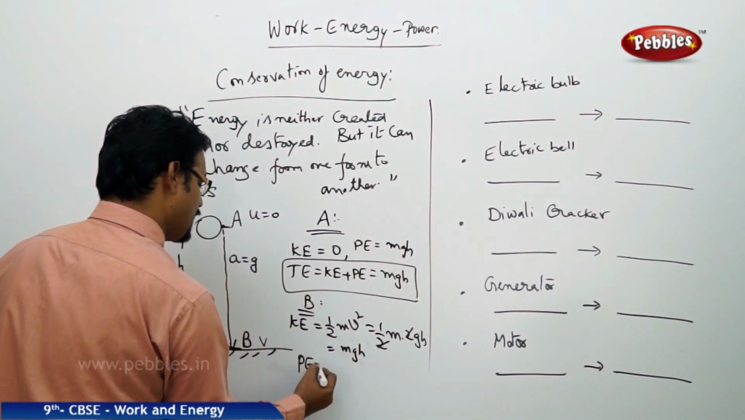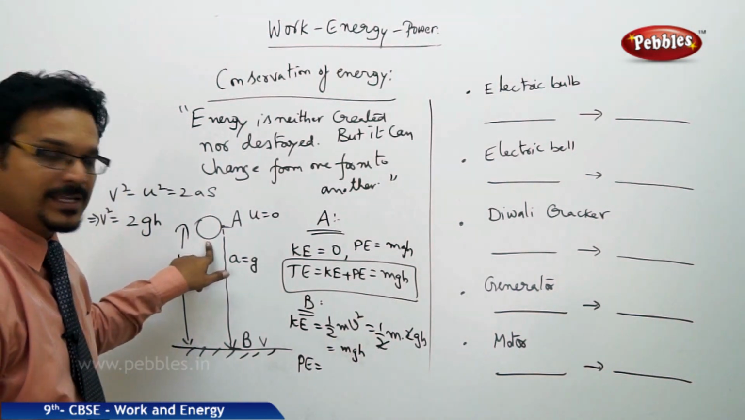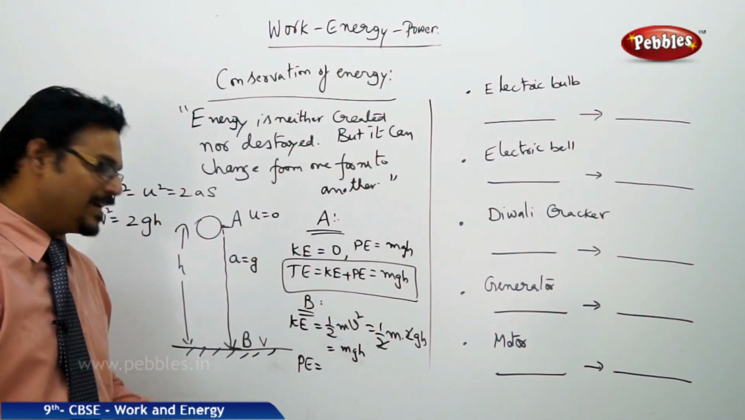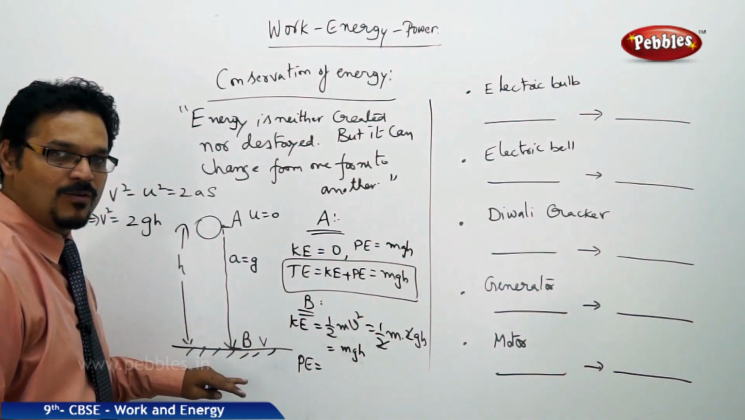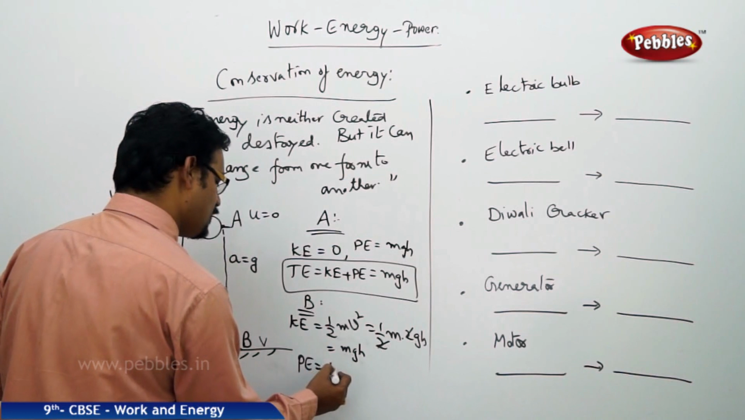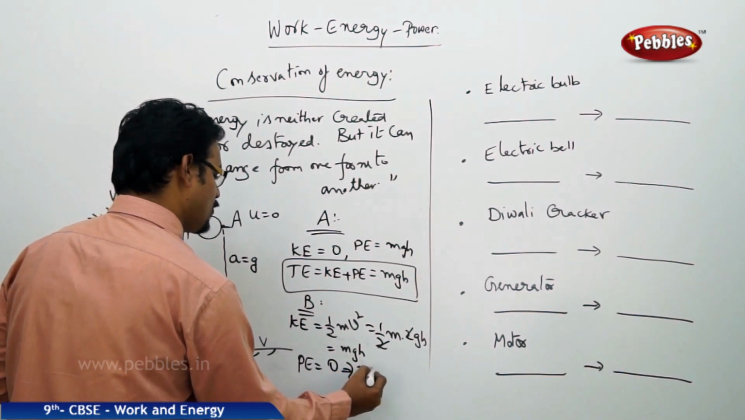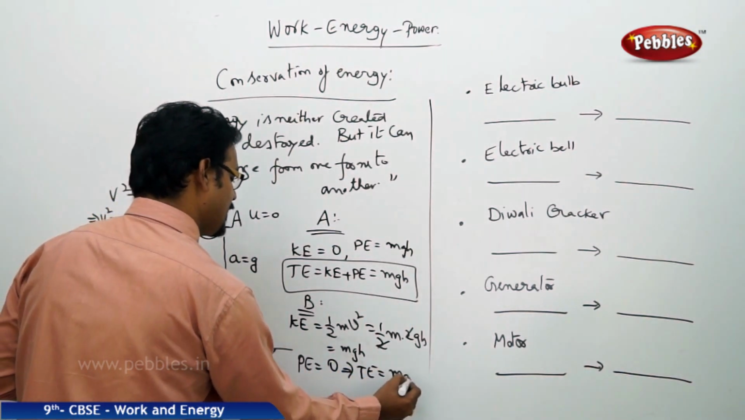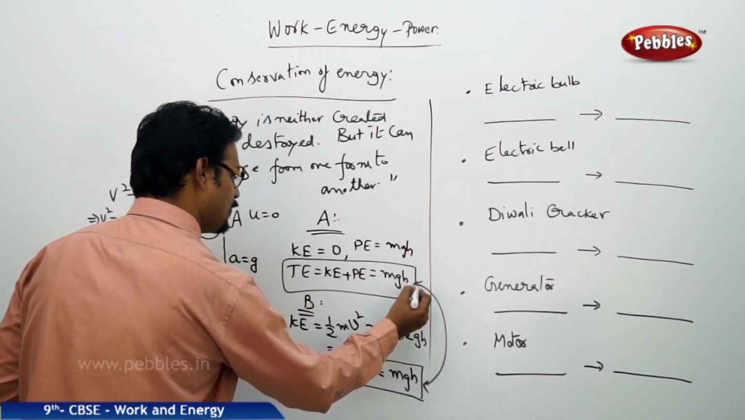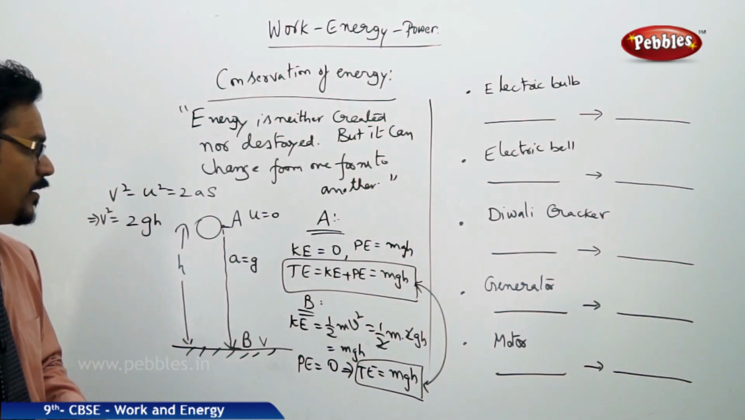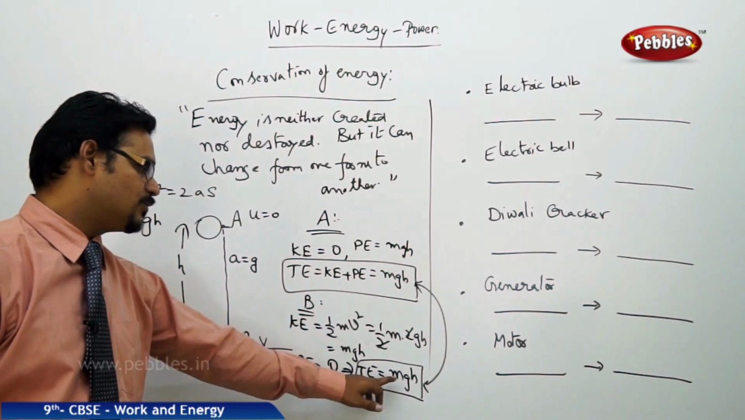Now take PE. When the ball is at point B, the height is 0 because it is on the ground. Height is measured from the ground, but as it is on the ground, there is no height. So PE is 0. This implies the total energy is again KE plus PE, which is mgh. So see these two: here the total is mgh, here also the total is mgh.